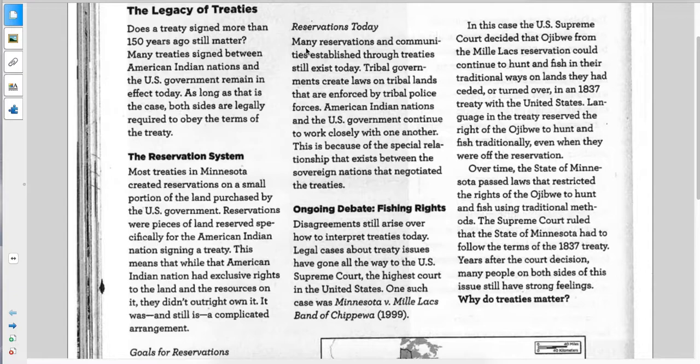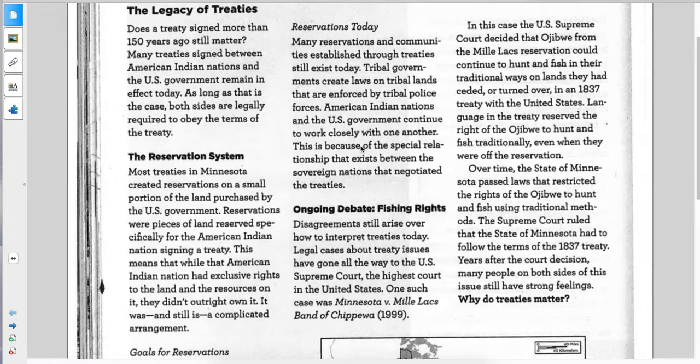Reservations today. Many reservations and communities established through treaties still exist today. Tribal governments create laws on tribal lands that are enforced by tribal police forces. American Indian nations and the U.S. government continue to work closely with one another. This is because of the special relationship that exists between the sovereign nations that negotiated the treaties.